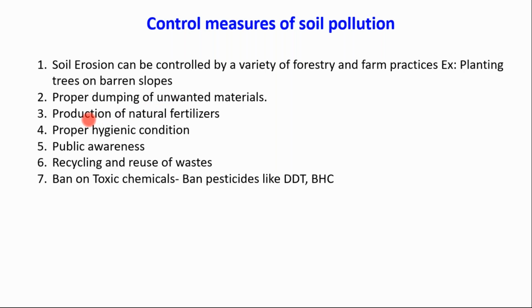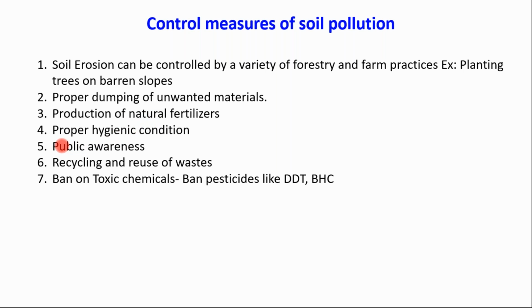Then another activity is production of natural fertilizers, because nowadays we are using the mixed fertilizer, that is artificial fertilizers manufactured in the chemical industries, and the percentage of these fertilizers are different, and we are using these artificial fertilizers. So if you reduce these artificial fertilizer utilizations and if you use the natural fertilizers, then obviously in the natural way these fertilizers are going to decompose in the soil. If the proper hygienic conditions are maintained, then the soil pollution is going to be controlled.